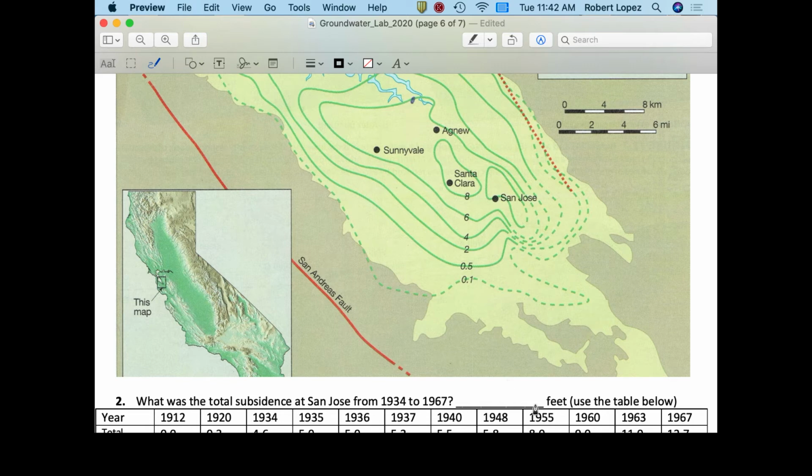So what you want to do here, you take the 12.7 feet and subtract 4.6, right? And that'll be the total subsidence between that time here. So you put that answer there.